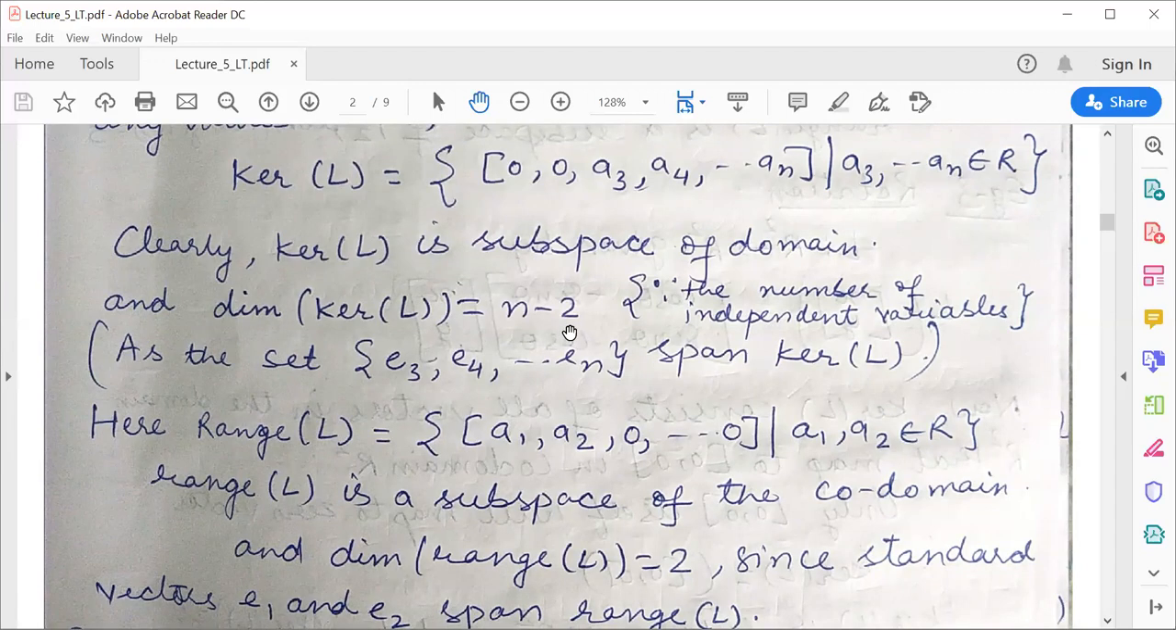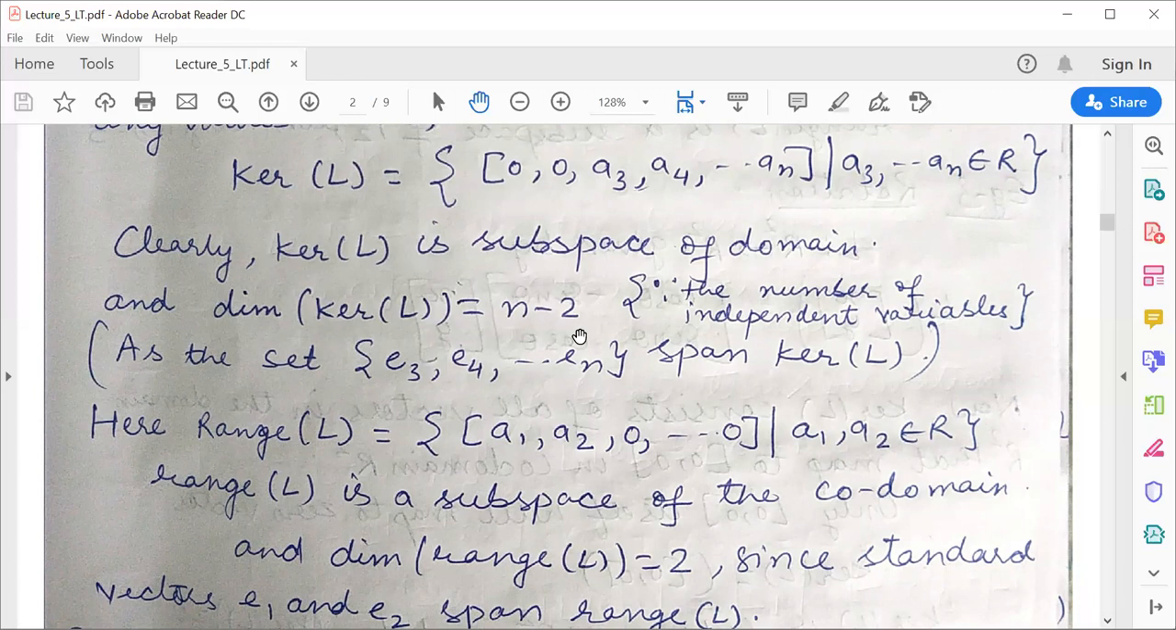And the dimension of this kernel will be equal to n minus 2. Generally, when you need to find the dimension of the kernel or the range of L, it is seen as the number of independent variables. If you see this particular vector, the number of independent variables is n minus 2. So the dimension will be equal to this.